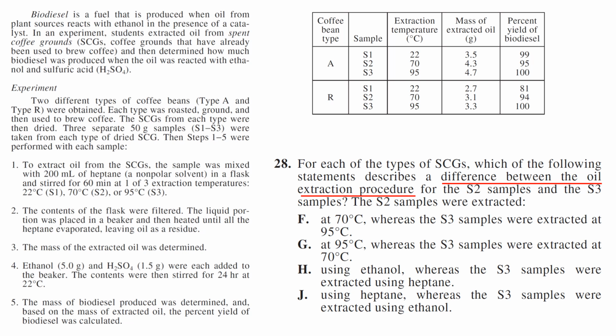So procedure, we're using something over here in the experiment for the 2 samples, S3 and S2. And double underline S2 because we want to make sure we're saying it in the correct order. The S2 samples were. So I see that they're using heptane as the solvent, so we can go ahead and eliminate ethanol from both those. So they both used heptane, so H and J are out. And then S2 was extracted at 70 degrees and S3 at 95 degrees, so your answer has to be F. Make sure you're doing it in the correct order.